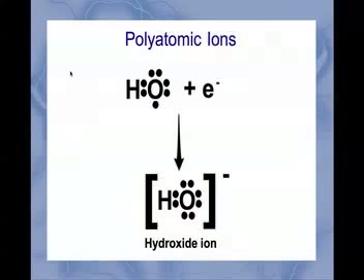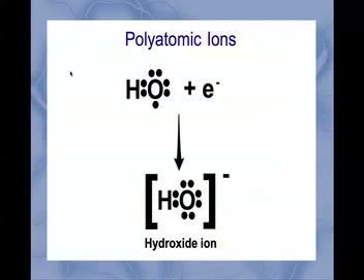So let's take a look at hydrogen and oxygen again. After combining oxygen with one hydrogen, what happens if, instead of adding another hydrogen, we just add an electron? Maybe from something like sodium that wants to give one up. We now have an ion, a charged particle, but it is made of more than one atom. It is a polyatomic ion.